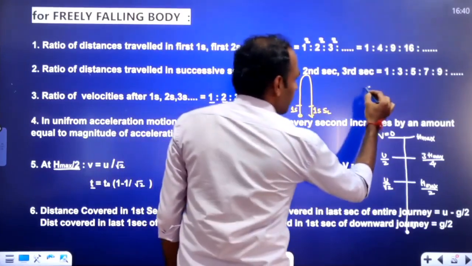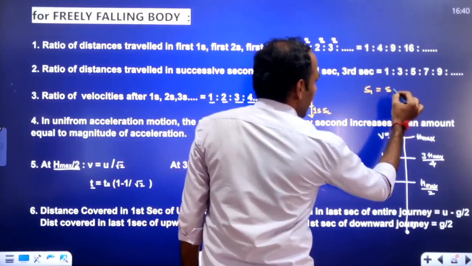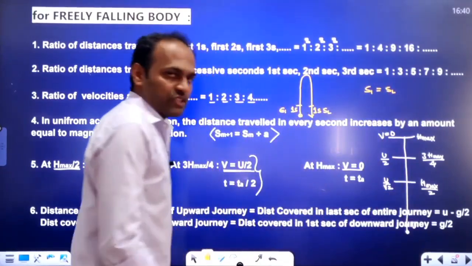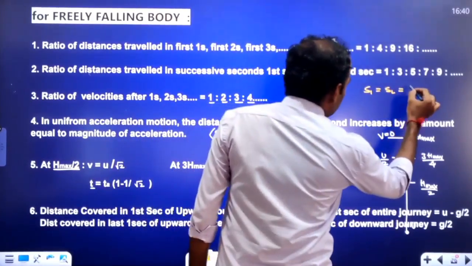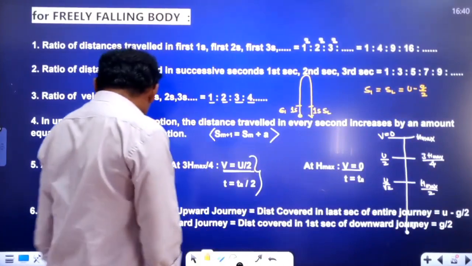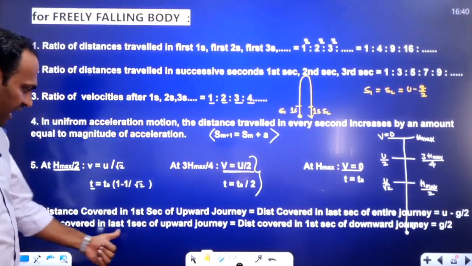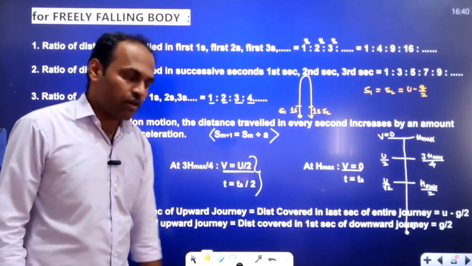So the distance traveled in the first 1 second of the upward journey is equal to the distance traveled in the last 1 second of the entire journey. These both will be equal, and they will be equal to u minus g by 2. Okay, next, one more point we have: distance covered in the last 1 second of the upward journey is equal to the distance covered in the first 1 second of the downward journey.